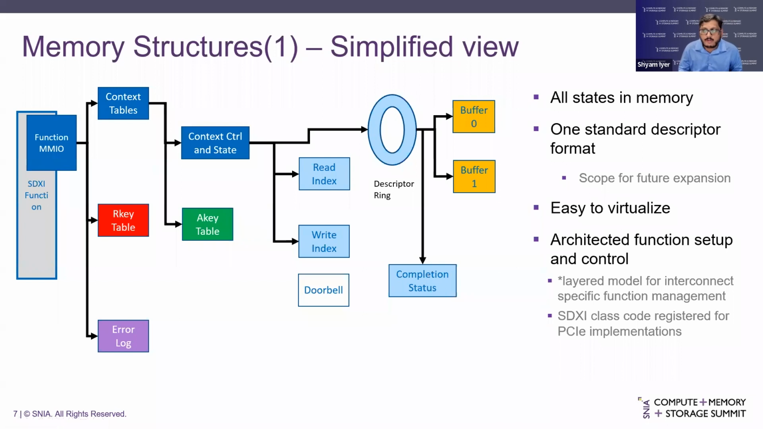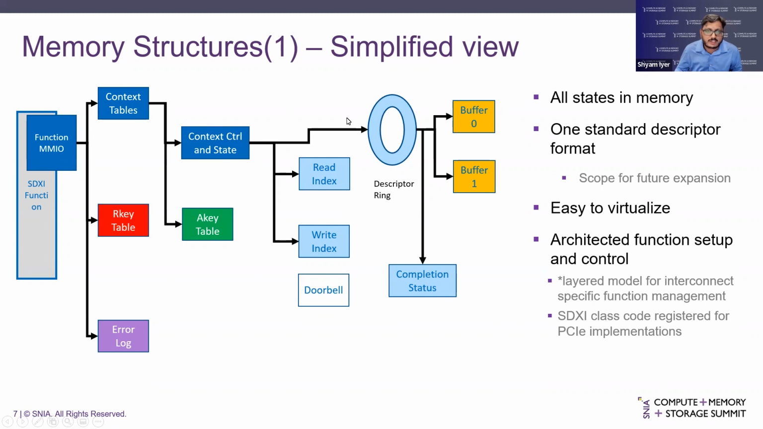This is a quick picture of how the specification defines these interfaces and the structures. If you look at this picture from left to right, on the left side, I have an implementation of an SDXI function. And this function will have an MMIO space where it will implement a few basic minimum registers. Some of these registers I'll describe are the ones that point to a context table. And these context tables point to additional tables in memory which control the state.